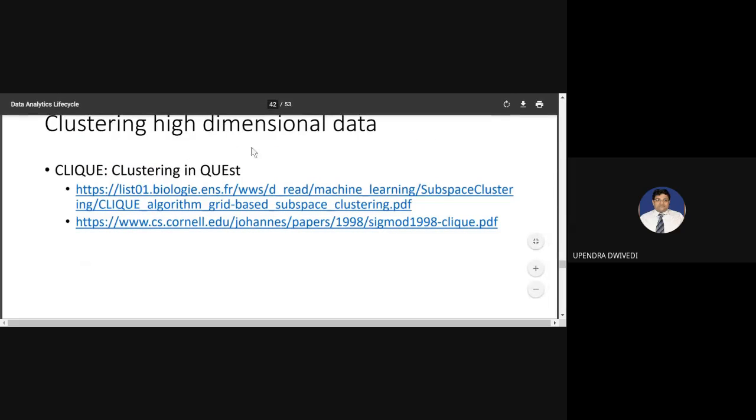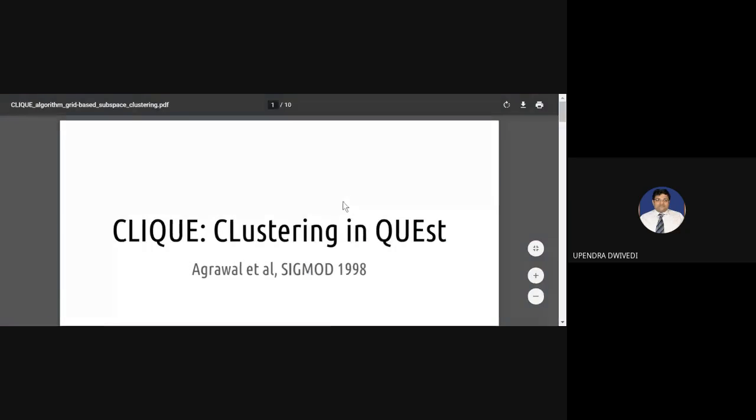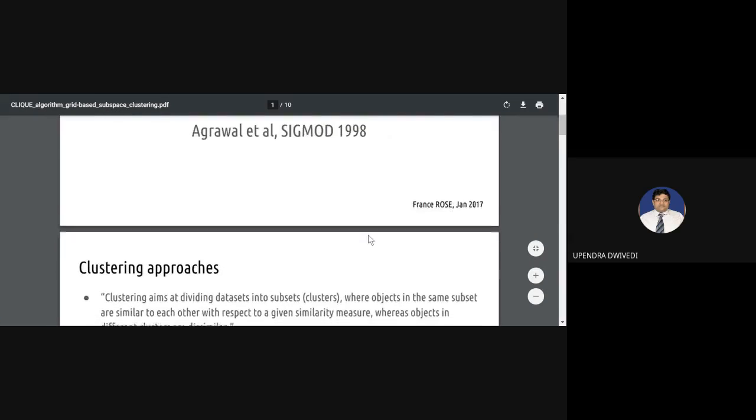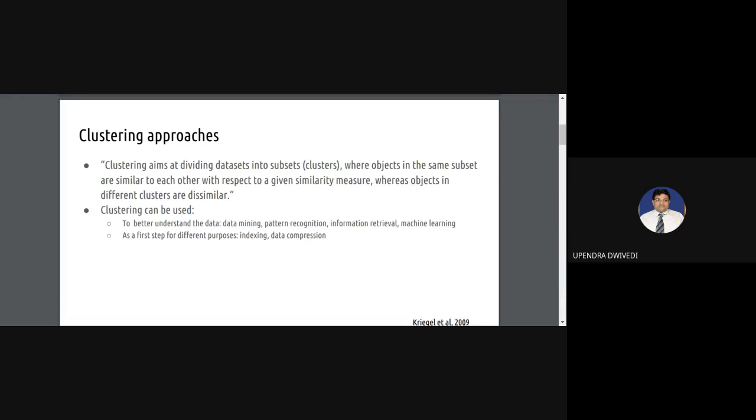Now, clustering high dimensional data, we will go to the first algorithm, that is CLIQUE, clustering in Quest. It is also referred to in that link, so let me open this link. Clustering in Quest, or CLIQUE, was given by Agrawal and Sigmoid in 1998. In this approach, they divide a data set into subsets where objects in the same subset are similar to each other with respect to the given similarity measure. Clustering can be used to better understand data mining, pattern recognition, information retrieval, machine learning, and so on.